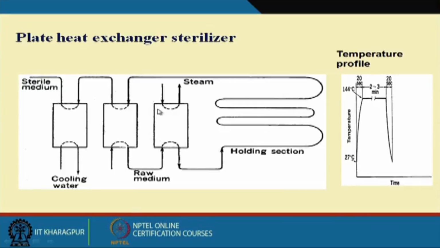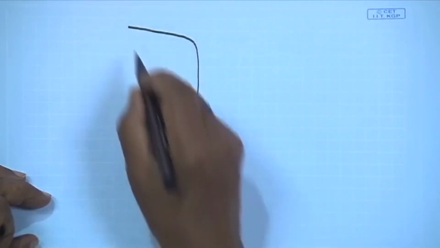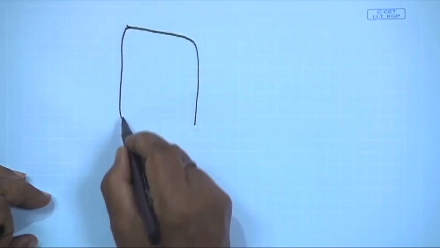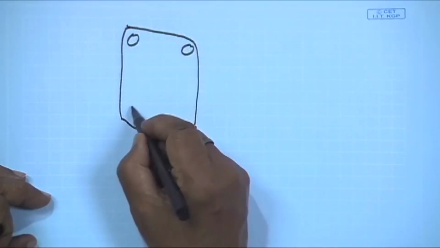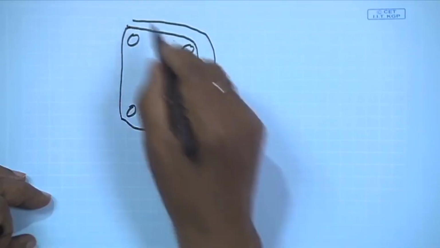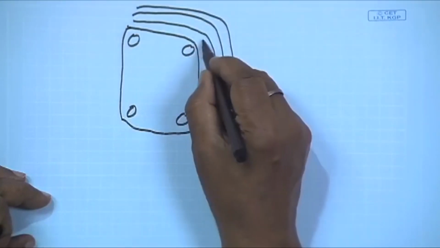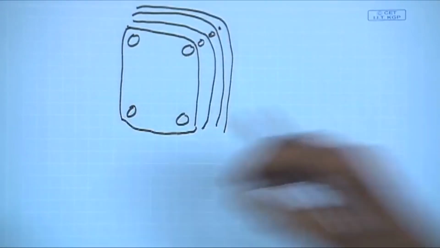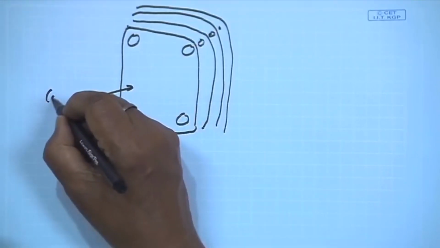Now let me explain how the plate heat exchanger looks. Plate heat exchanger looks like this. So basically it is a plate like this. So several plates, they are bunching together like this. So we have these different plates, they are bunching together. Now this surface is corrugated. The surface is corrugated.